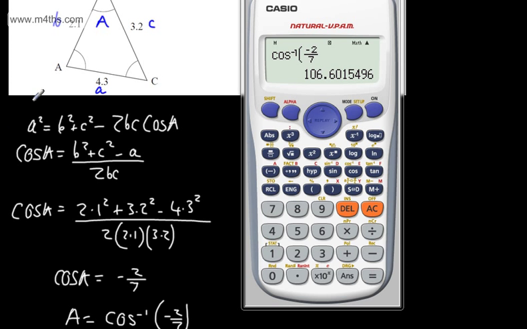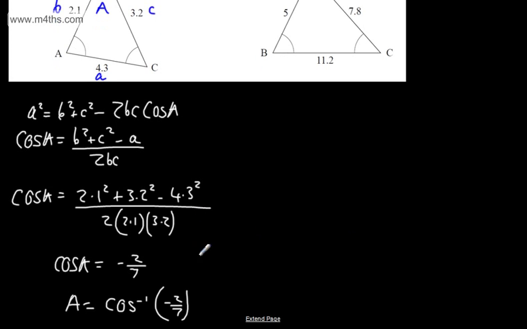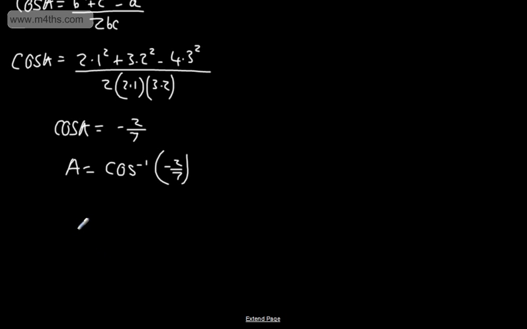And if you look at that, not a massively accurate drawing, 106.6, so if you wanted to write it to one decimal place, 106.6. So let's write that in. So A is going to be equal to 106.6 degrees. And again, you could have just substituted it in the other way.